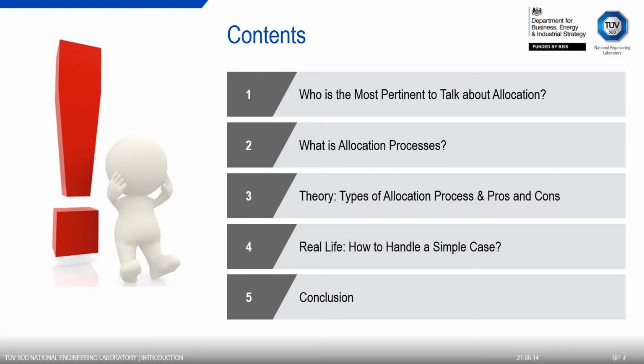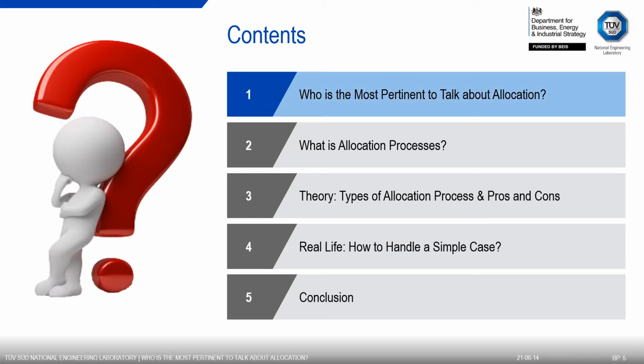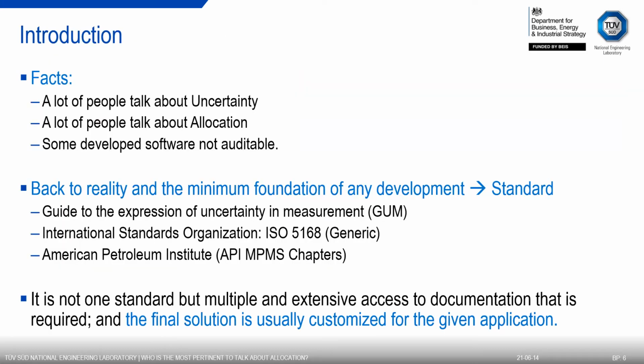This is the content of this webinar, around 5 main topics. Let's start with an introduction on the most relevant people to talk about allocation. Some facts to start. A lot of people talk about uncertainty, some others talk about allocation. Even some are developing software, but unfortunately very often you cannot audit and see what is coming out. But this is the situation where we are. So back a bit to reality.